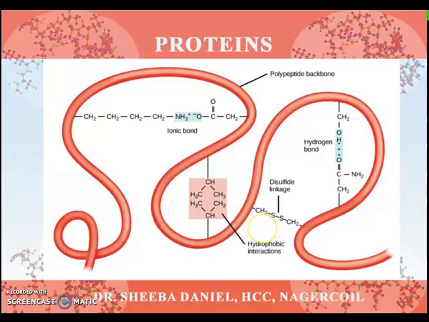The next is the tertiary structure of protein. Tertiary structure is the three-dimensional structure and it consists of both helical and pleated sheets. The stabilizing factors of tertiary structure include hydrogen bonding, ionic bonding, dipole-dipole interactions, van der Waals interactions and hydrophobic interactions.